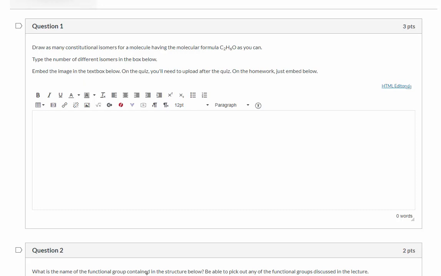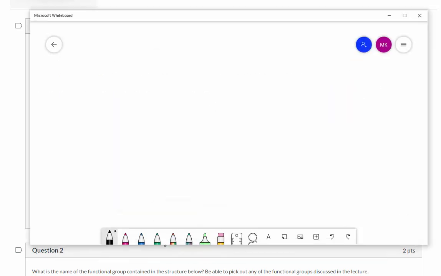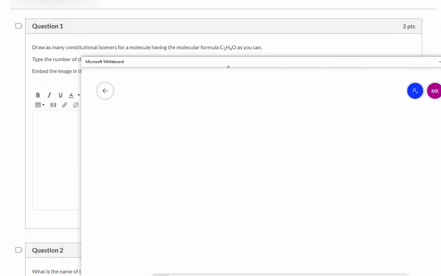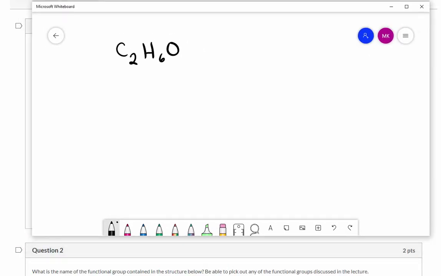Module 1 homework. We're going to start by drawing constitutional isomers. Remember, constitutional isomers is where we take a chemical formula. So here we're going to take C2H6O and see how many different ways we can rearrange these atoms by using all of the atoms in the chemical formula. So I'm going to start by making a carbon-carbon bond, because why not?